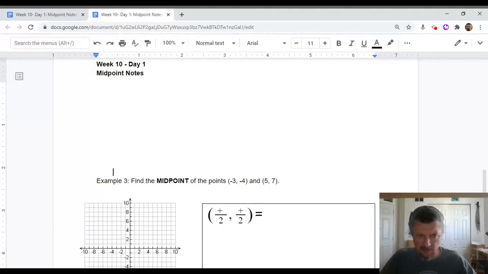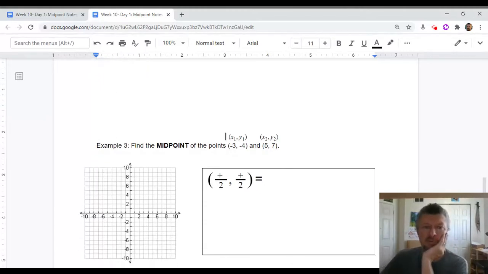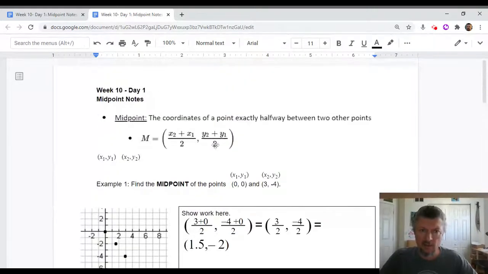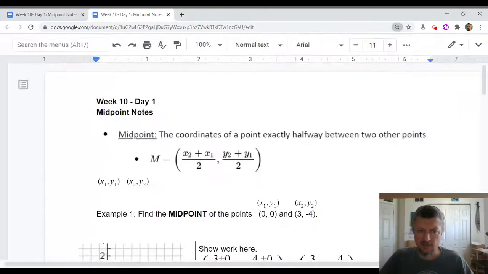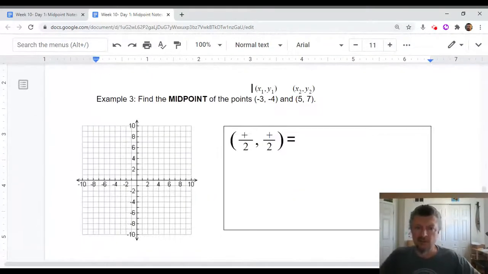Still not really up to speed with the Google Docs format stuff, but I'm getting there. Okay, here we go. So we have your x1, y1, x2, and y2. Okay, and then we're going to plug it in.